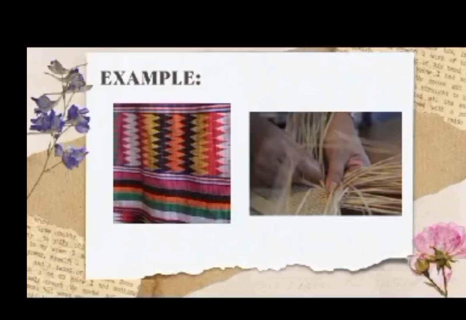So these are examples of weaving. A richly colored patterned woven textile with geometric and zigzag designs, suggesting a complex loom or technique, and an image of a person hand weaving materials like rattan or straw in a basket style weave.